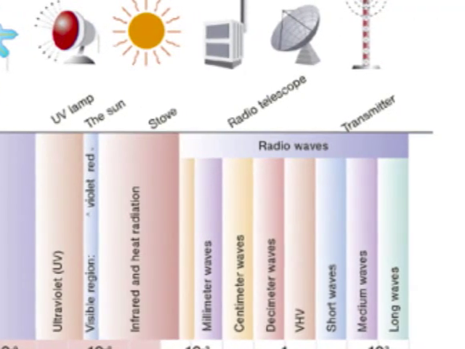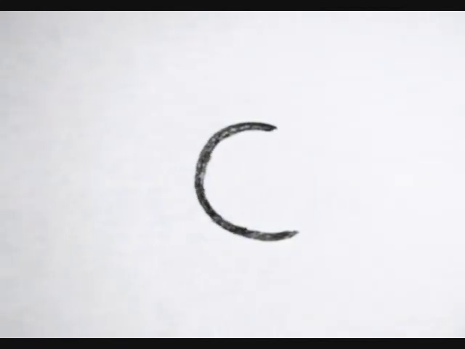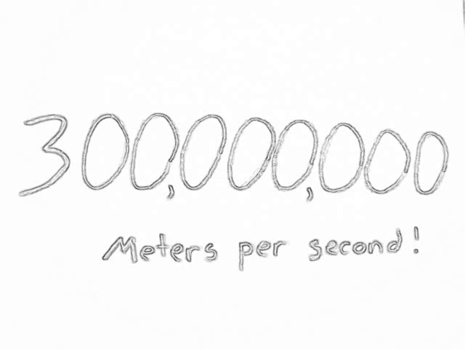one thing in common: the cosmic speed limit, the speed of light. Given the symbol c, this speed is about 3 times 10 to the 8 meters per second, or 300 million meters per second, which is pretty fast, but is still finite.